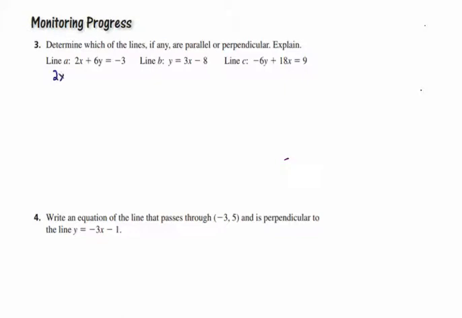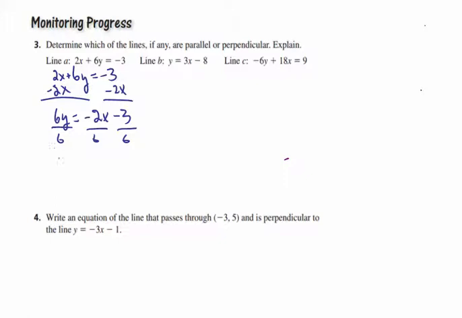So the first line, 2x plus 6y is -3. I want to isolate the y, so I subtract 2x on both sides, and I get 6y is -2x minus 3. Divide everything by 6, and I end up with y is equal to -1/3 x minus 1/2. -2 over 6 is equivalent to -1/3, and -3 over 6 is equivalent to -1/2. What's important here? What is the slope of that line? And it is -1/3.